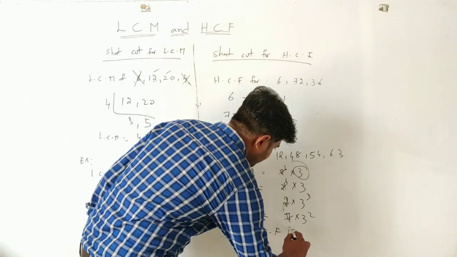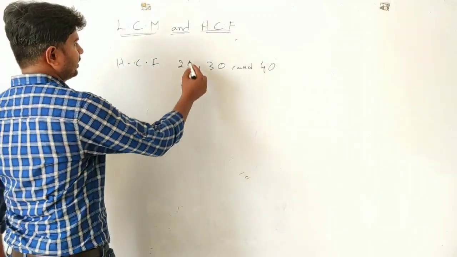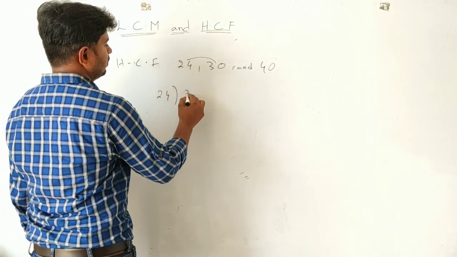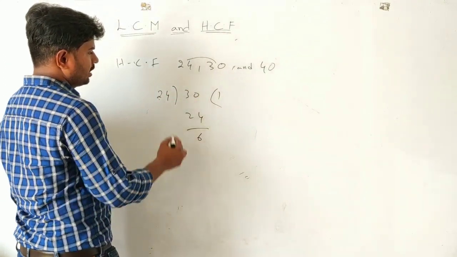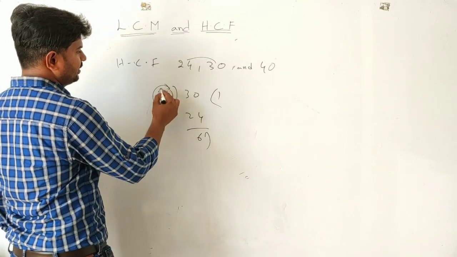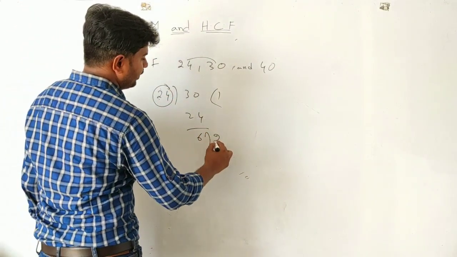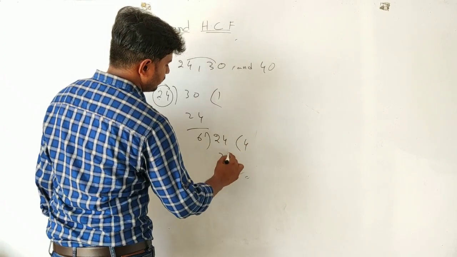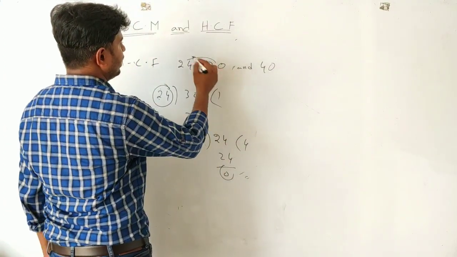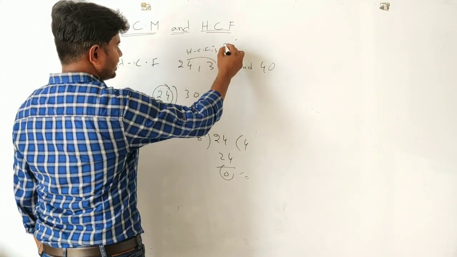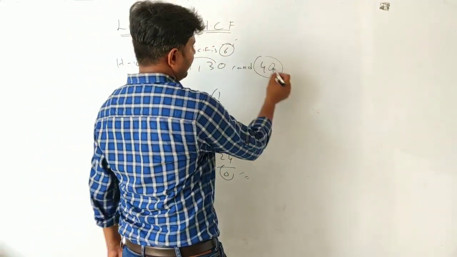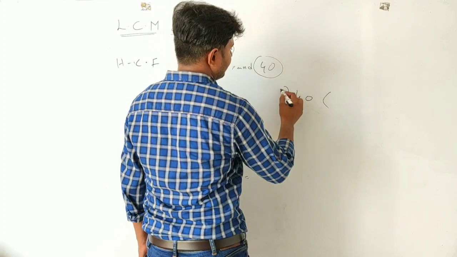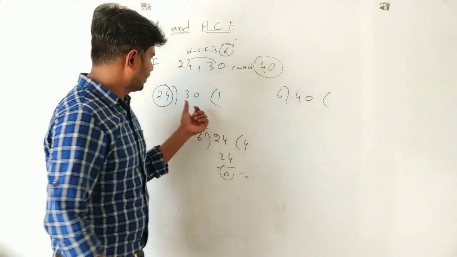HCF is 3. Now, for the division method, first take these two numbers 24, 30. 24 goes 1 time, you get remainder 6 here, and this will be the divisor, and take the earlier divisor as the new dividend. 6 4s are 24, you got remainder 0. So for these two numbers HCF is 6. Now you have to find it for 6 and 40. So again the higher number is 40, take it as the dividend and 6 as the divisor. The HCF for these two numbers is 6.